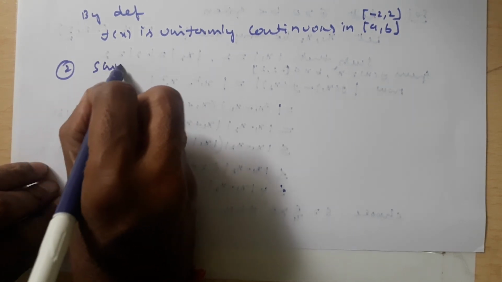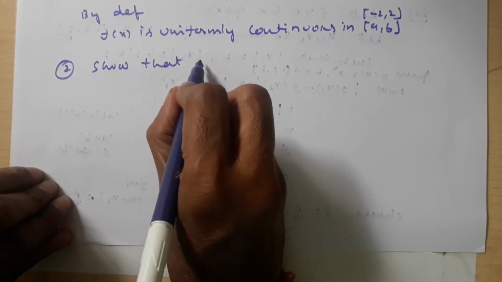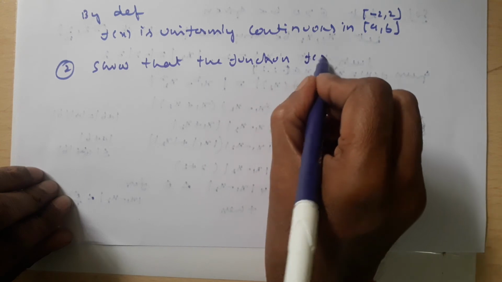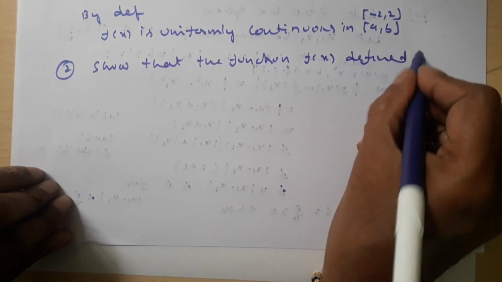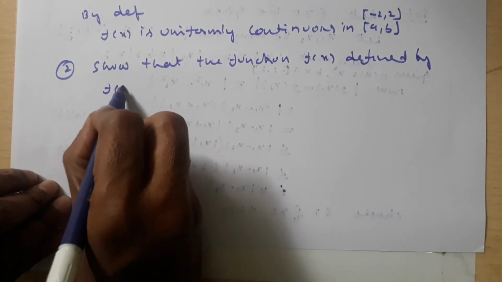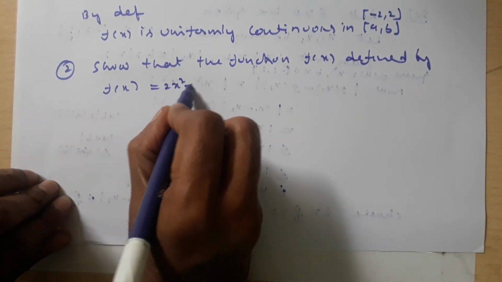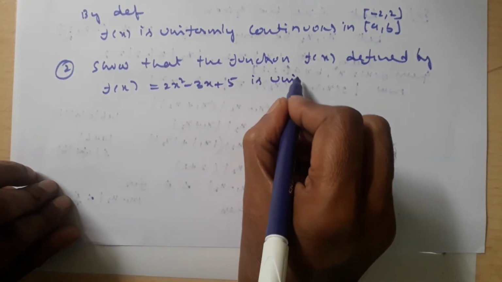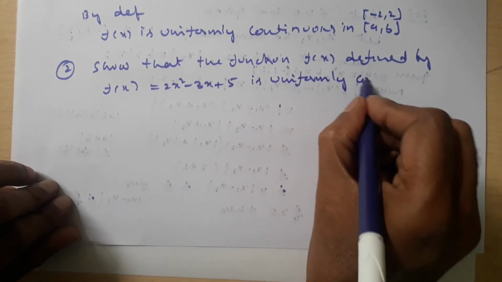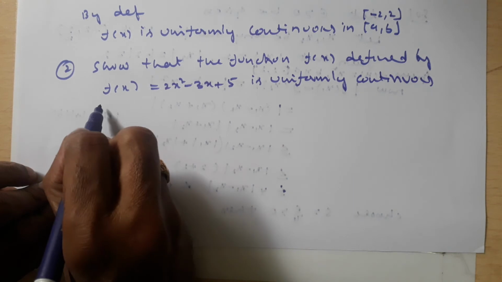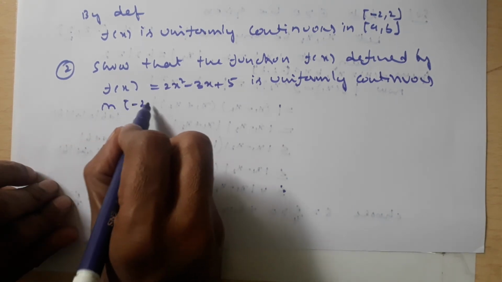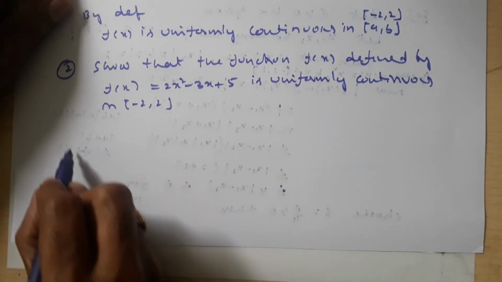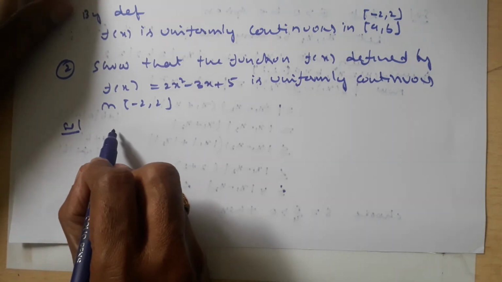Second problem, show that the function f of x defined by f of x is equal to 2x square minus 3x plus 5 is uniformly continuous in the closed interval minus 2 comma 2. Right. The procedure is the same as problem 1.